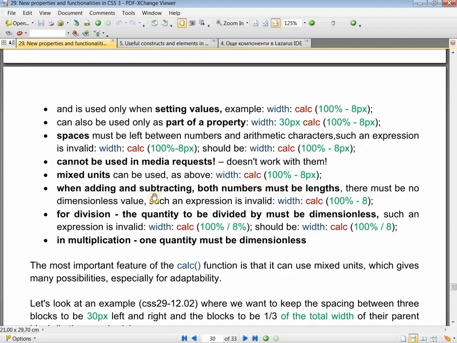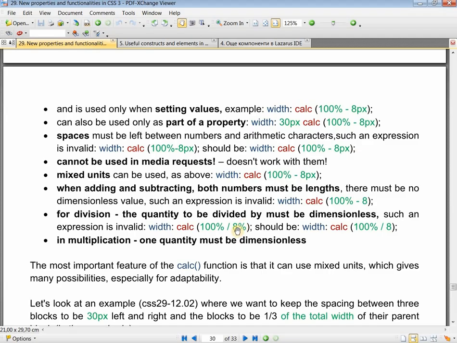When adding and subtracting two numbers, both must be lengths. There must be no dimensionless quantity. For example, this expression is invalid, 100% - 8, simply. For the quantity that we are dividing by, it is the other way around. Here it is dimensionless, of course. And we can't write it like that.